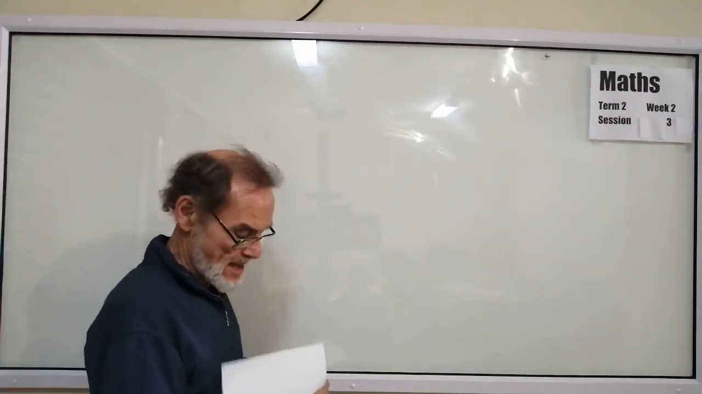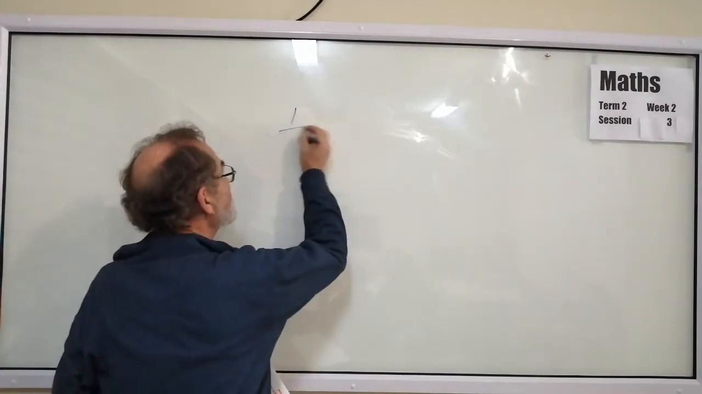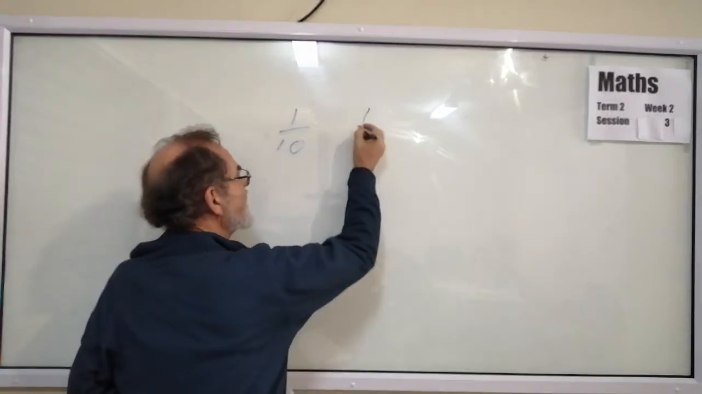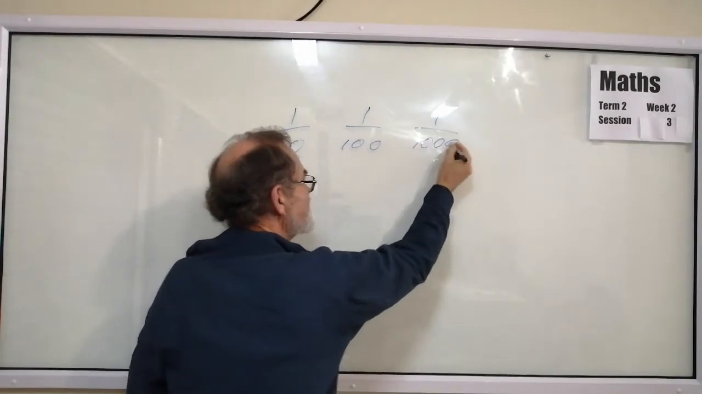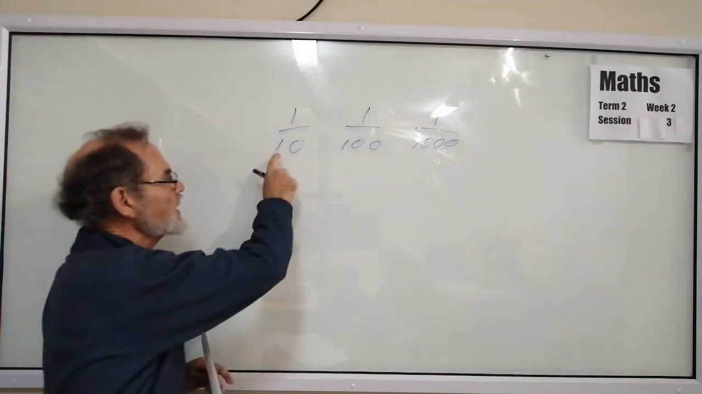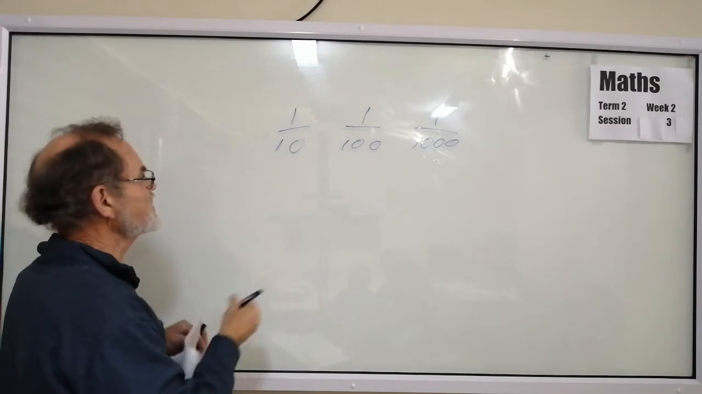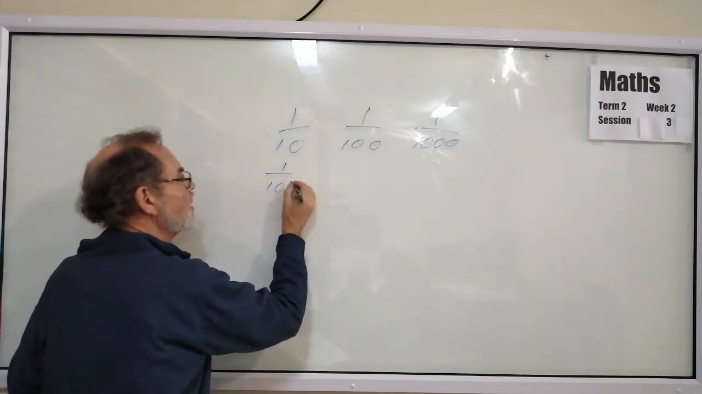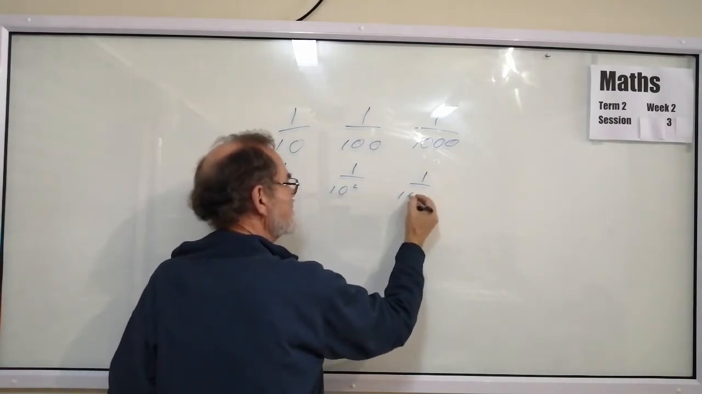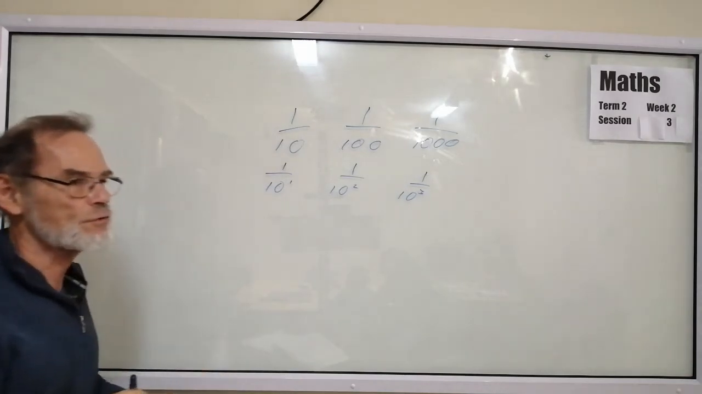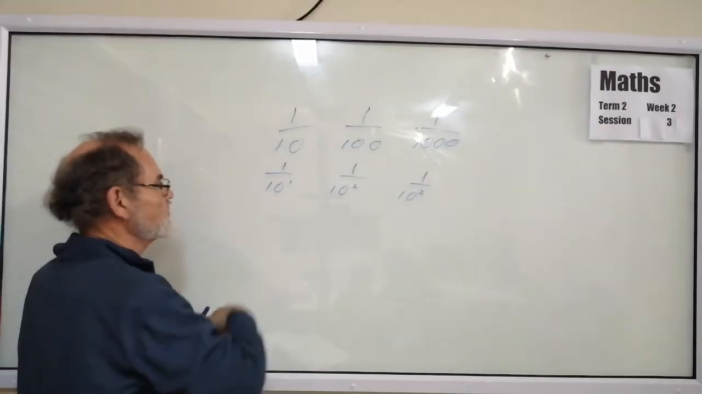Note how these things work. If we have a fraction of 1 in 10, 1 in 100, and 1 in 1,000, the bigger the number at the bottom, the smaller the value gets. We can write this as 1 over 10 to the power of 1, 1 over 10 to the power of 2, and 1 over 10 to the power of 3.